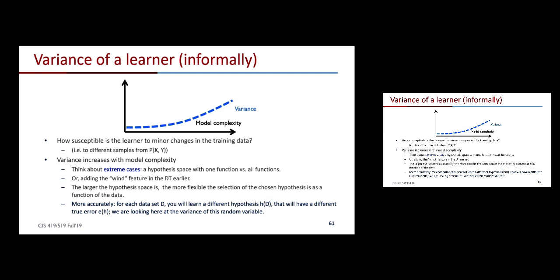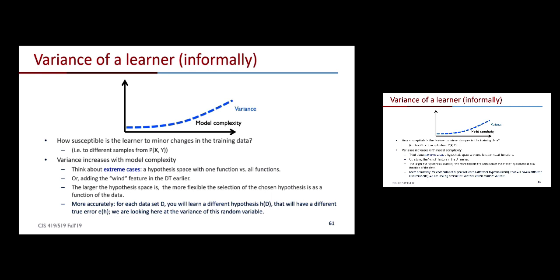One of them is called the variance of the learner. Basically, this is something that, again, is going to grow as a function of model complexity, and it measures how susceptible the learner is to minor changes in the training data. Think about the case where you have a huge complexity class, and you're changing the data set. The data set is sampled from the instance space. You have one sample as your training data, and you train a model.